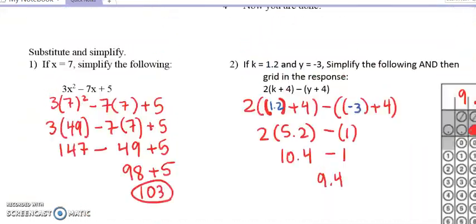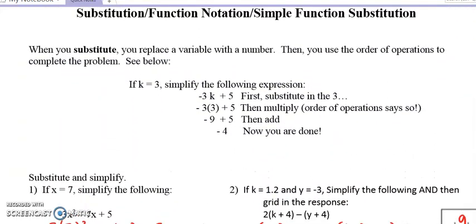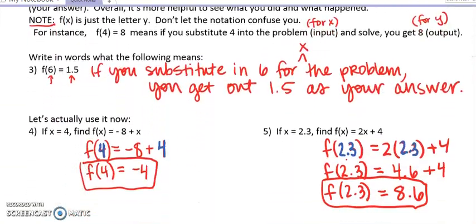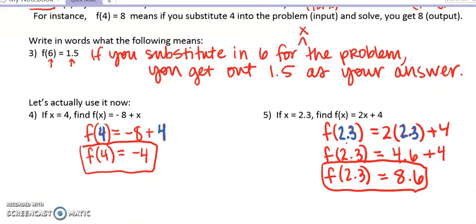And that does it for today. This is the video of the notes of substitution, function notation, and simple function substitution. Remember, if I went too fast or anything, rewind it and rewatch.